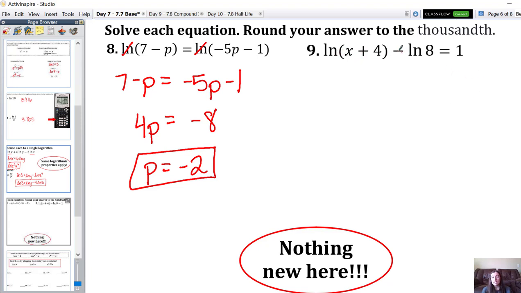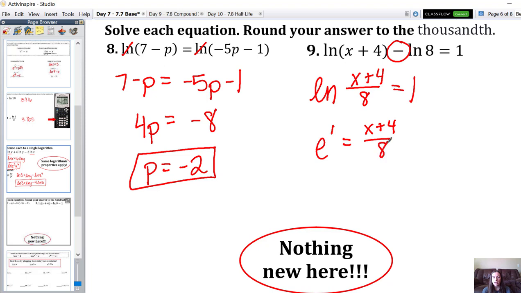In number 9, I need to condense first. We have this subtraction here. So I'm going to condense the left side using the quotient rule. So now we have the natural log of x plus 4 over 8 equal to 1. Now this one, since I only have a log on one side, I have to change it to exponential. Our base here is e, because it's the natural log. Our exponent is 1, and that's equal to x plus 4 over 8.